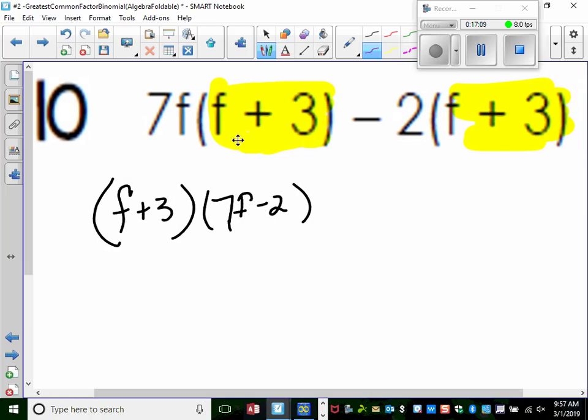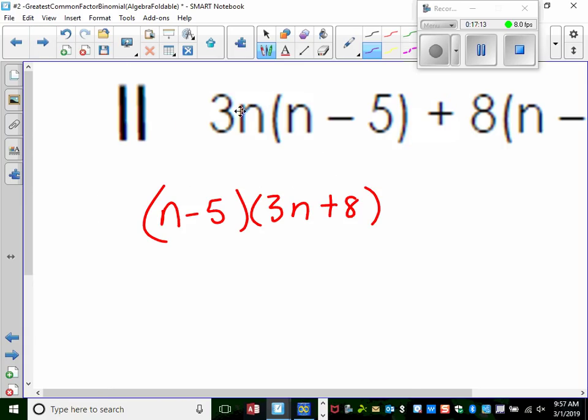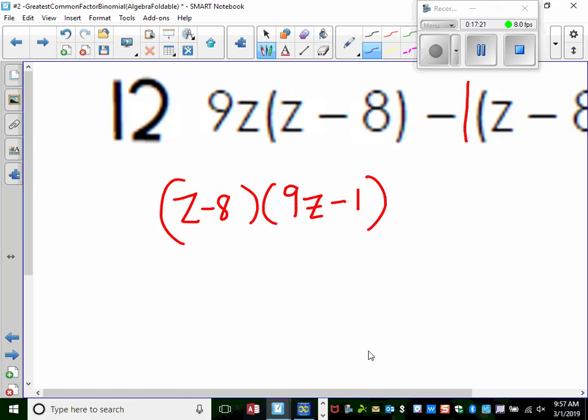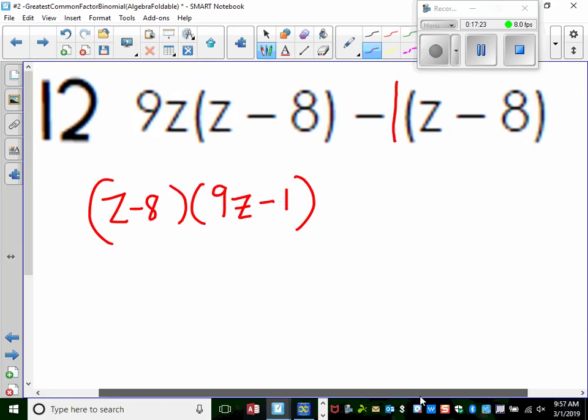Okay, so they were actually already set up for you. 11, same thing, common one, and the GCFs on the outside. And the last one, same thing, your common one. And remember, there's a 1 here. Okay, so the last one would be 9z minus 1.